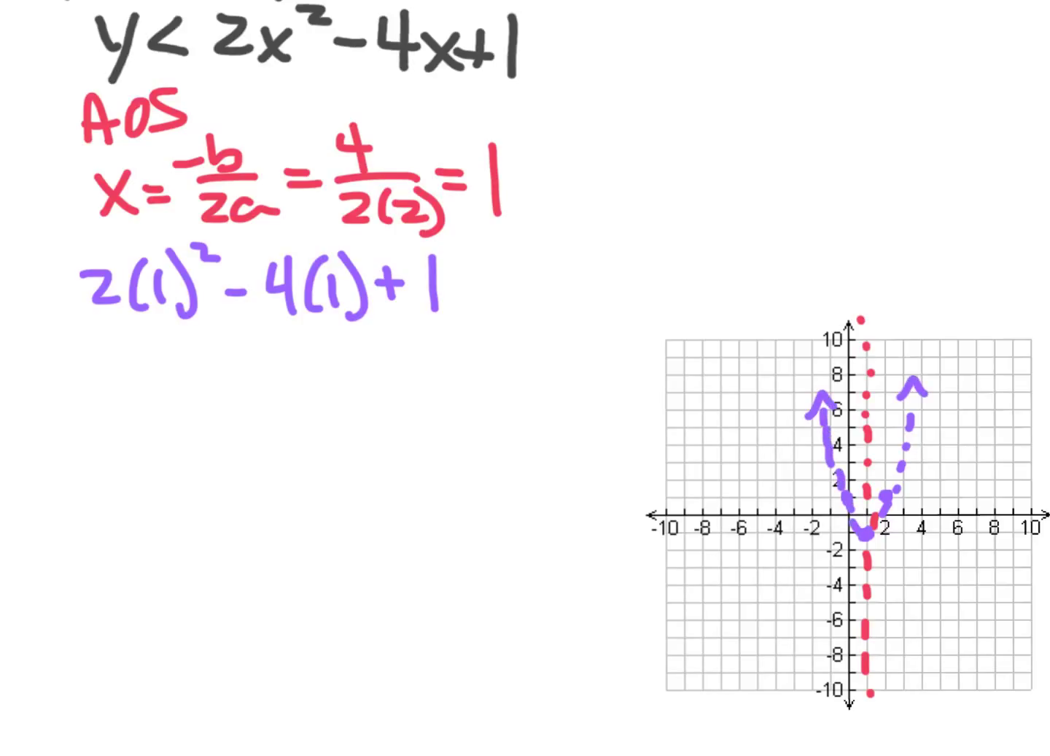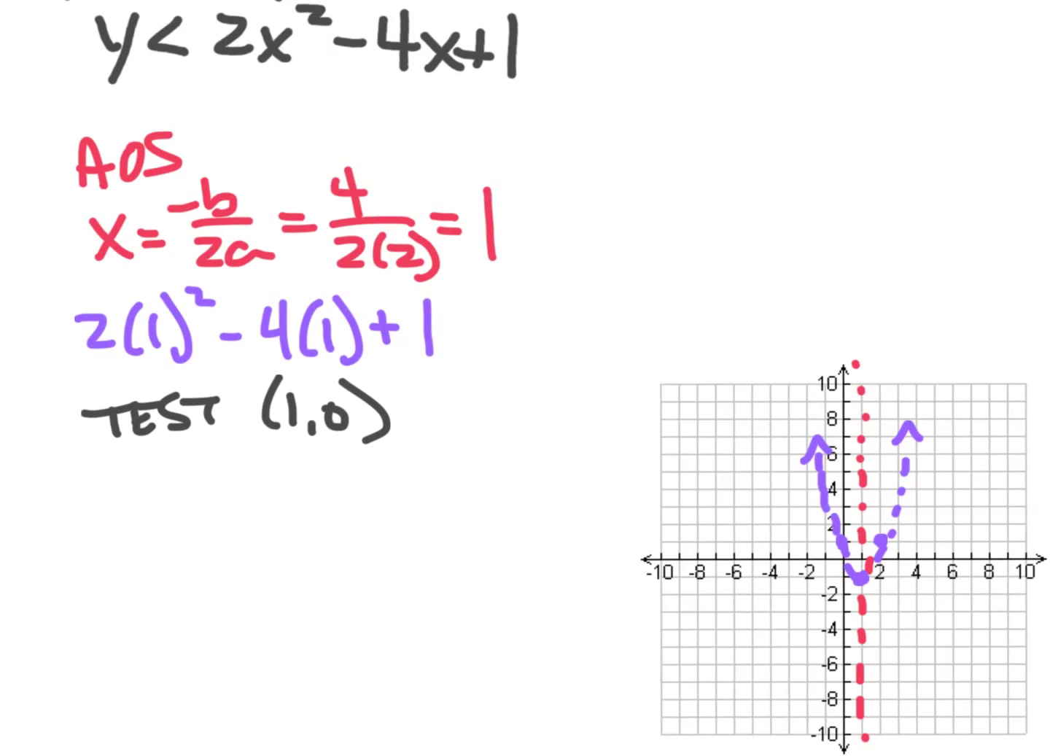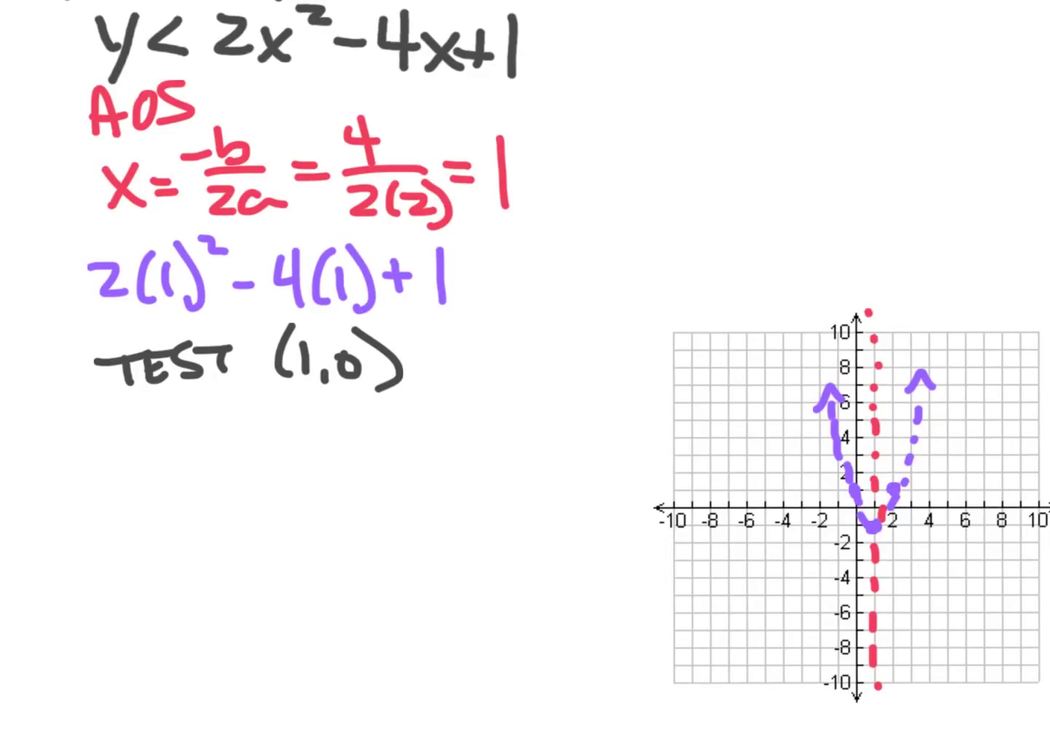Okay, now let's test a point inside. Why don't we test this point right here, (1, 0). It's just above our vertex, just to be safe. So we're going to test (1, 0). And notice, just like last time, whenever we test points that are on the axis of symmetry, like x equals 1, we already know what this value is going to be.